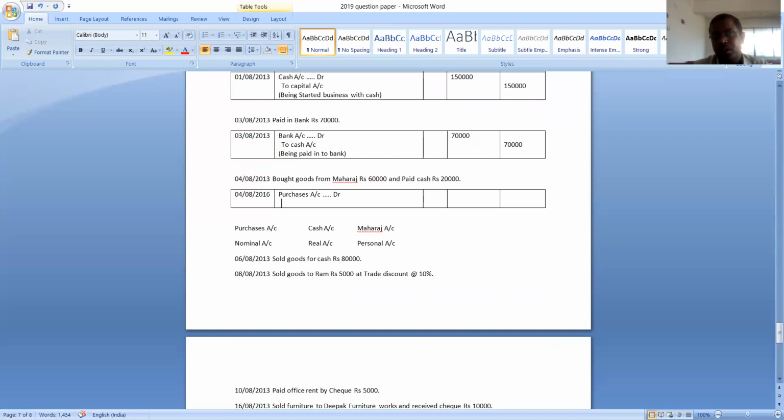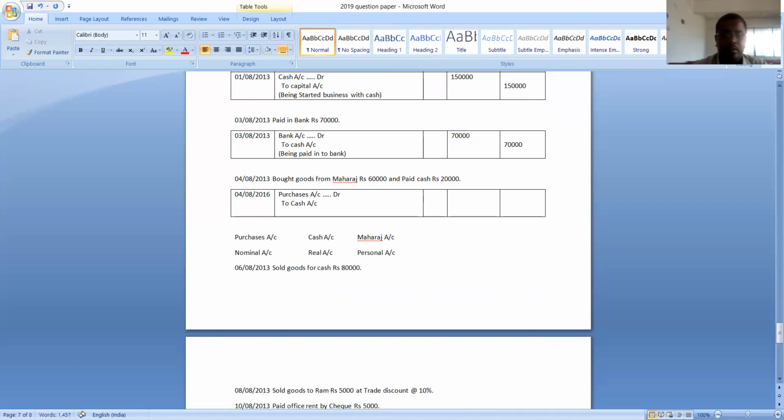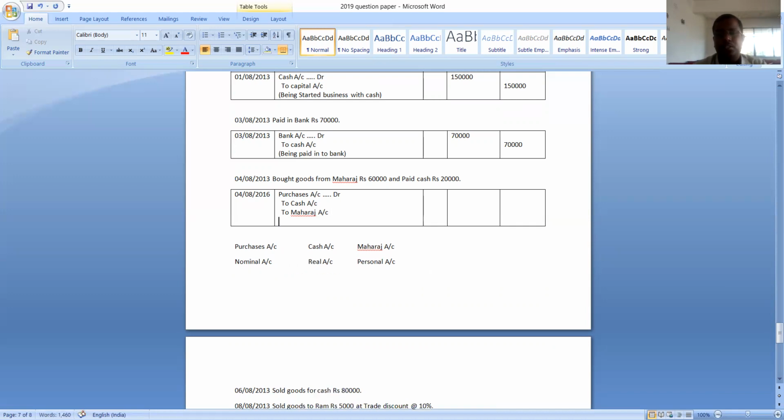Here, bought goods from Maharaja rupees 60,000 and paid cash rupees 20,000. It means cash is coming into the business or going out of the business? Yes, it is going out of the business. So it should be credited. So to cash account, right? Then here Maharaja, he is the receiver or he is the giver? Actually, he is the giver, right? So his account should be credited. So what is the journal entry? Purchases account debit to cash account to Maharaja's account.